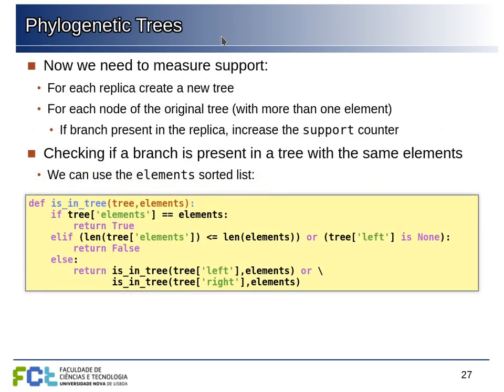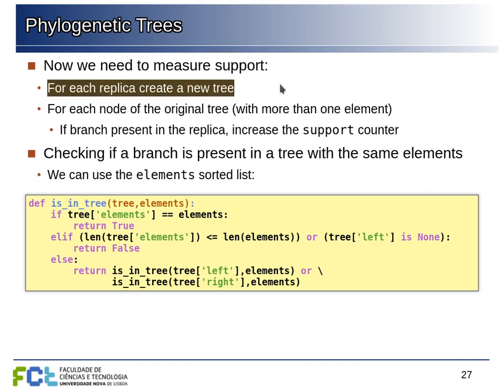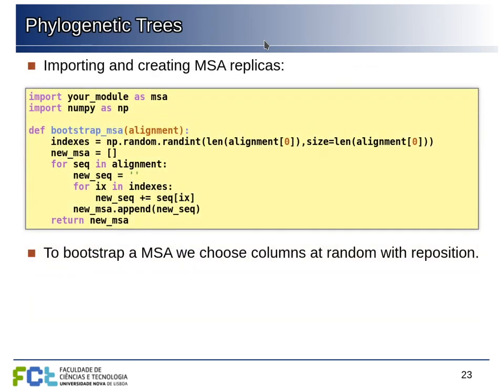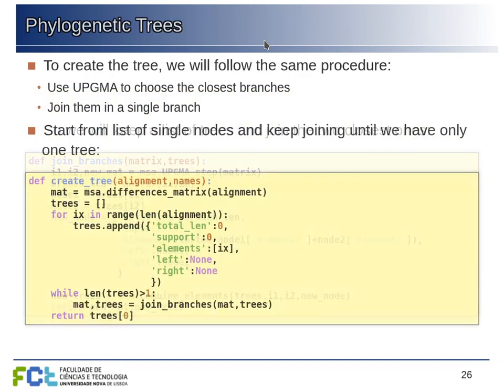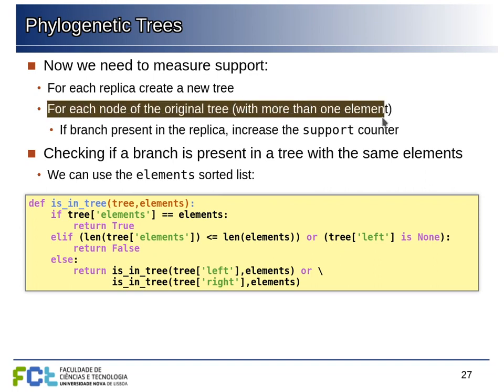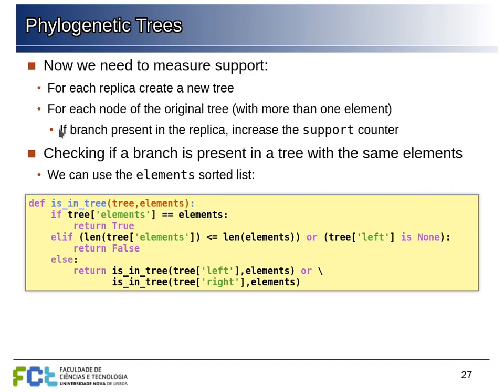Okay, so now we're going to need to create replicas of the multiple sequence alignment. For each replica, we can create a new tree. We already have this here. We have the bootstrap to create the replica. We have these functions to create the tree. But now, for each node in the original tree, we have to check if there is a branch present in the replica with the same elements. This will indicate there is support for that node, for that branch in the replica.